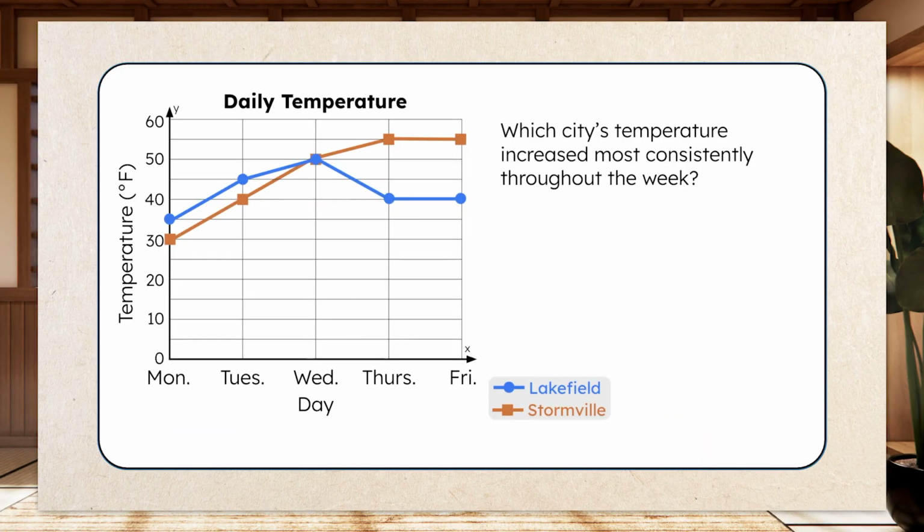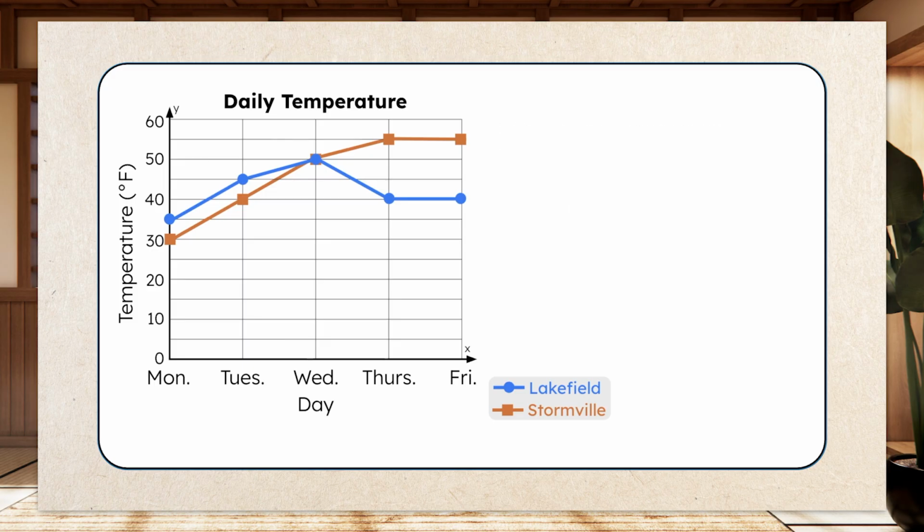What did you get for the first question? An increase looks like a line pointing up. Stormville's line points up throughout, showing its temperature increased consistently through the week. Next question.